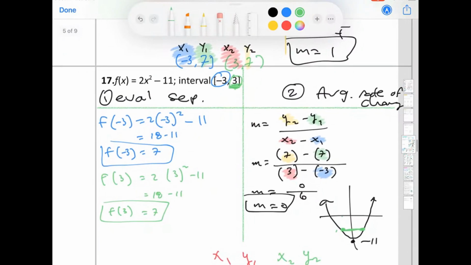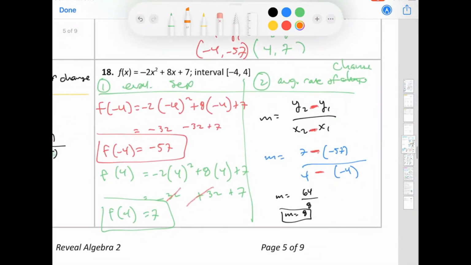Separate your interval. Remember, the interval that I'm talking about right here is not an order pair. It's saying start of the graph at -3 and go to 3. Put in -3 into the function. There's my work in blue. I got an answer of 7. Do a second mini problem. Put in 3 into the function. This one over here. Whoops, that's too dark. And you get an answer of 7. You get these order pairs up here at the top. Write down your formula, substitute them in, and you'll get a slope of 0.